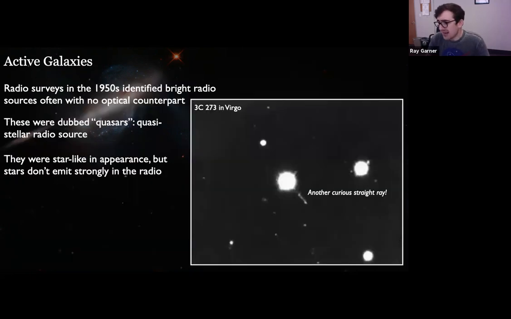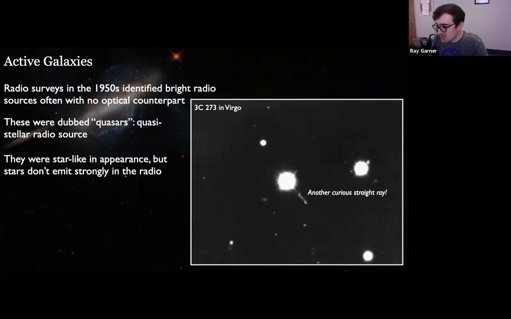Then in the 1950s, when we started doing radio surveys of the sky, we started to identify these really bright radio sources, often with no optical counterpart. So here is 3C273. The 3C stands for the third Cambridge Catalog of Radio Sources, and it's the 273rd entry in that catalog. It's also in Virgo. 3C273 is right here at the center. And look, we've got another curious straight ray.